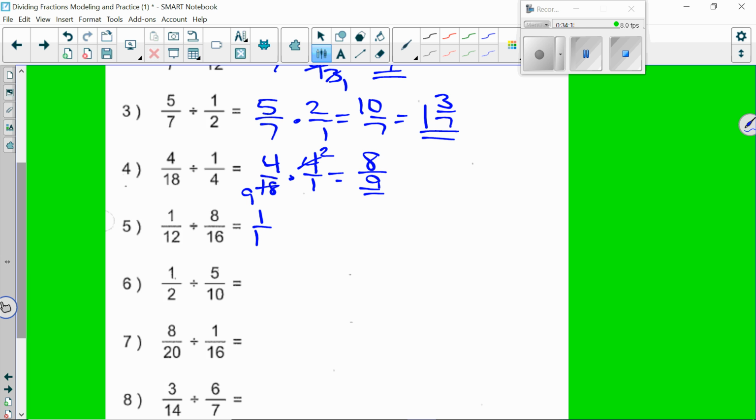Keep, change, flip. Here we've got 4s I can take out. It gives me a 3 and a 4. Then I've got another 4. I can do 1 and 2. 1 times 1 is 1. 3 times 2 is 6.